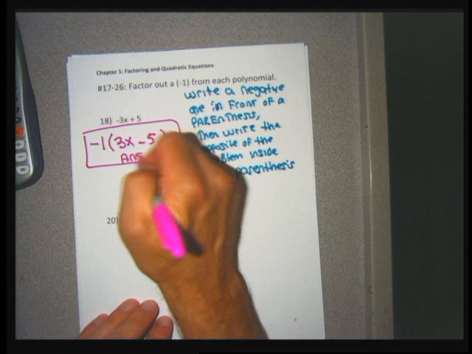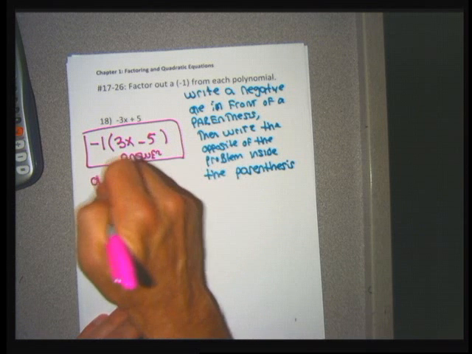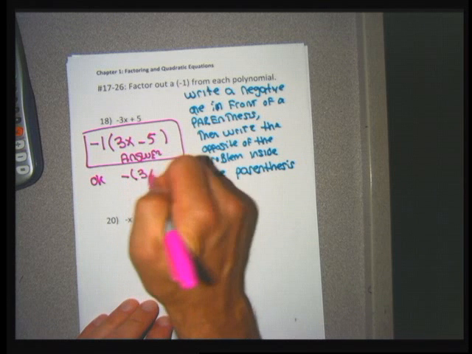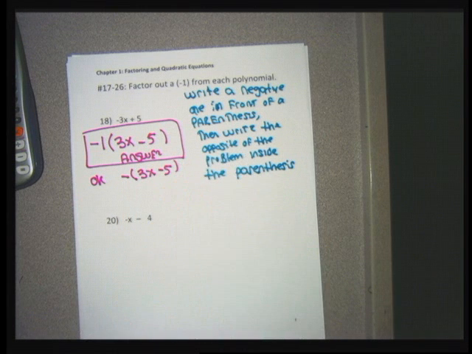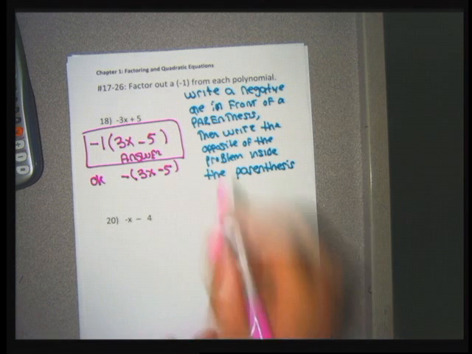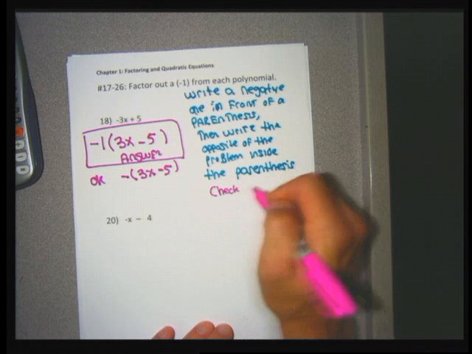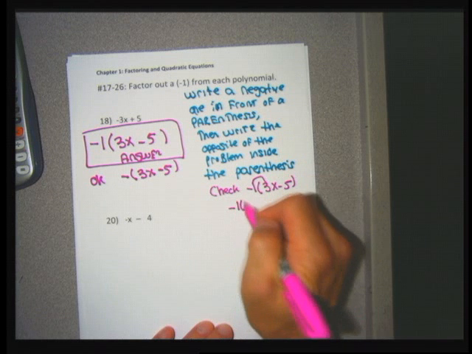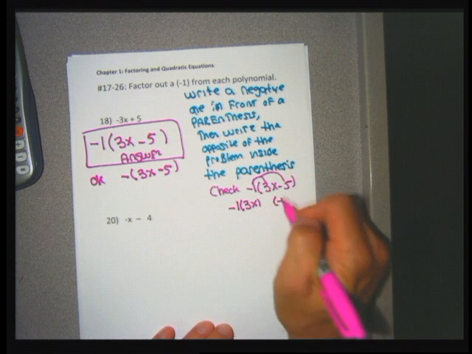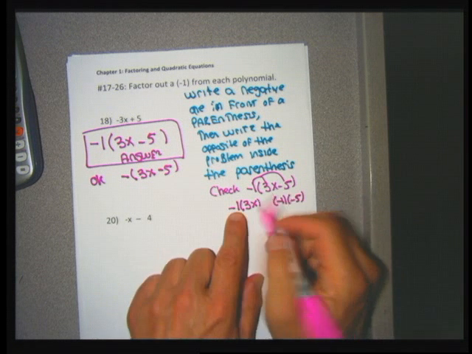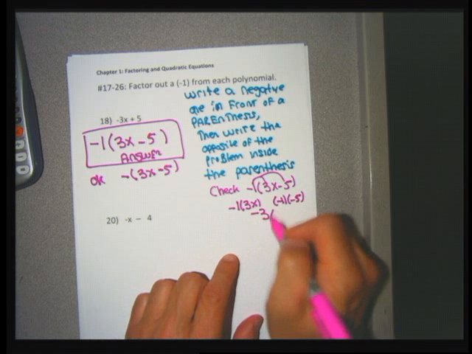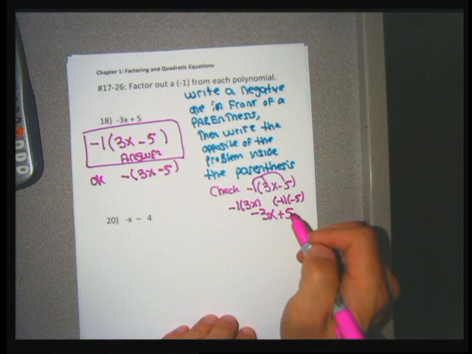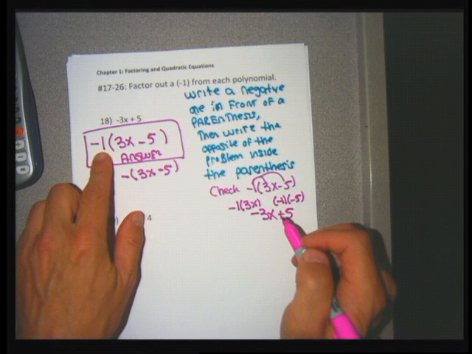If I wanted to, I didn't really have to show the 1. It would be okay if I wrote -(3x minus 5). That's still considered factoring out a -1, even though I'm not showing the 1. A negative sign written in front of a parentheses without a 1 still means -1. And just like in the last group of problems, I can check. If I wanted to check this, I can take my answer, which is -1 times (3x minus 5), and clear the parentheses. I'll go -1 times 3x and -1 times -5. -1 times 3x is -3x. -1 times -5 is +5. And anytime I'm factoring, this is kind of a GCF factoring, but not really.